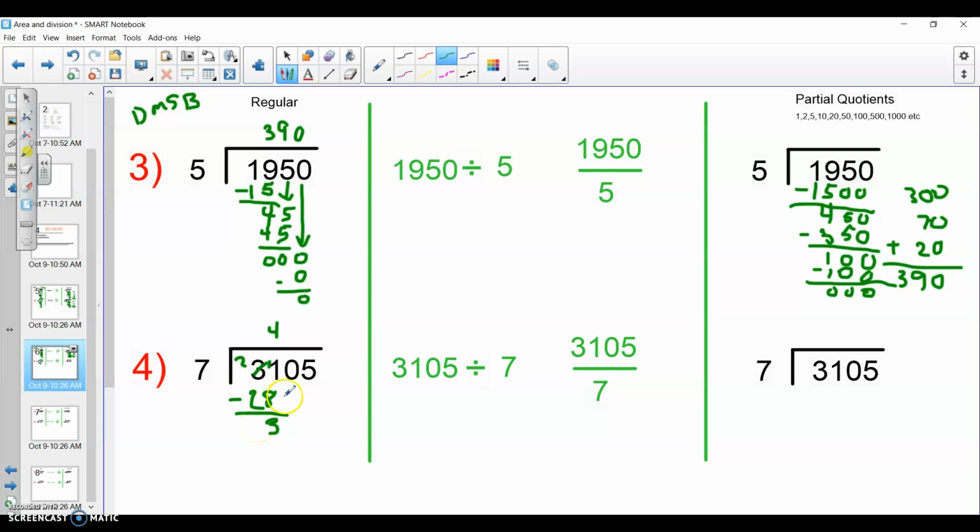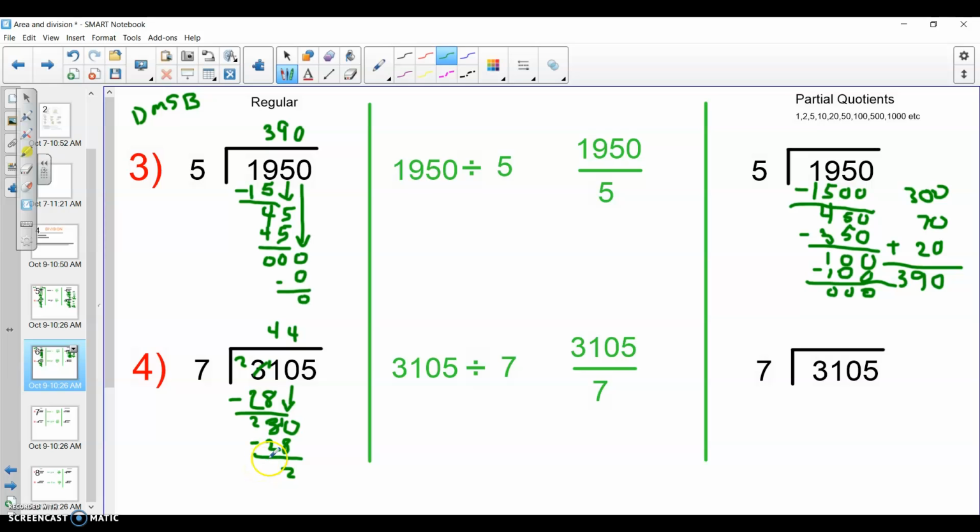Now you have to do the bring down. What are you bringing down? 0. And you start dirty monkey smell bad all over again. This time, though, it's 30 divided by 7. You had 31. 4 again. Yeah, multiply by 4 again. That's going to give you 28. Zero minus 8 you cannot do. Yep, and then that becomes a 10. 10 minus 8 is 2. 2 minus 2 is 0.